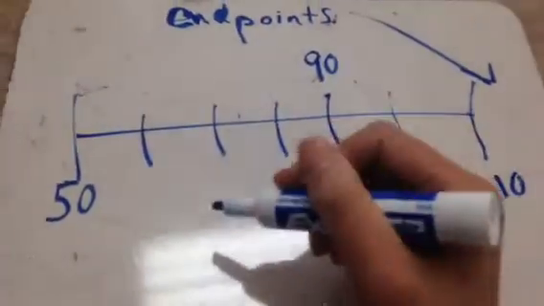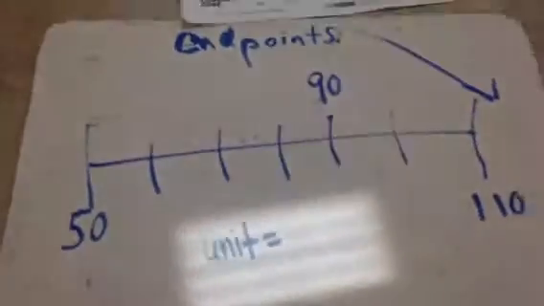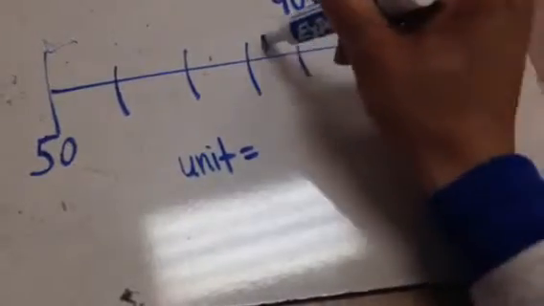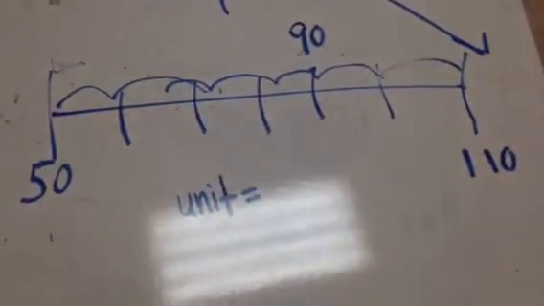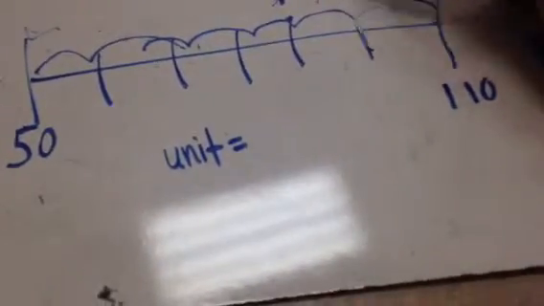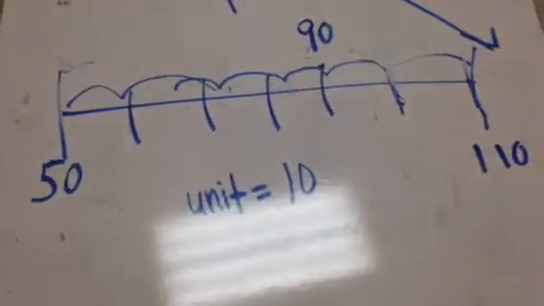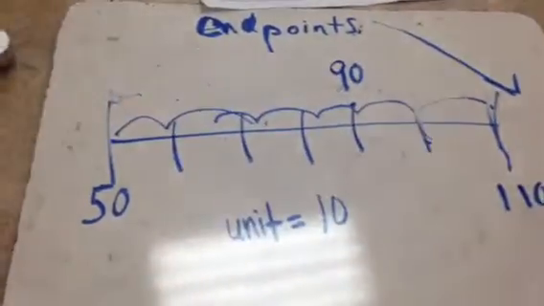So if I asked you what the length of each unit was, you would just say, oh, well, we were jumping by 10. So every single one of these little hash marks between here and here is a value of 10. We're jumping by 10. We're counting. We can count up by 10. We can count down by 10.